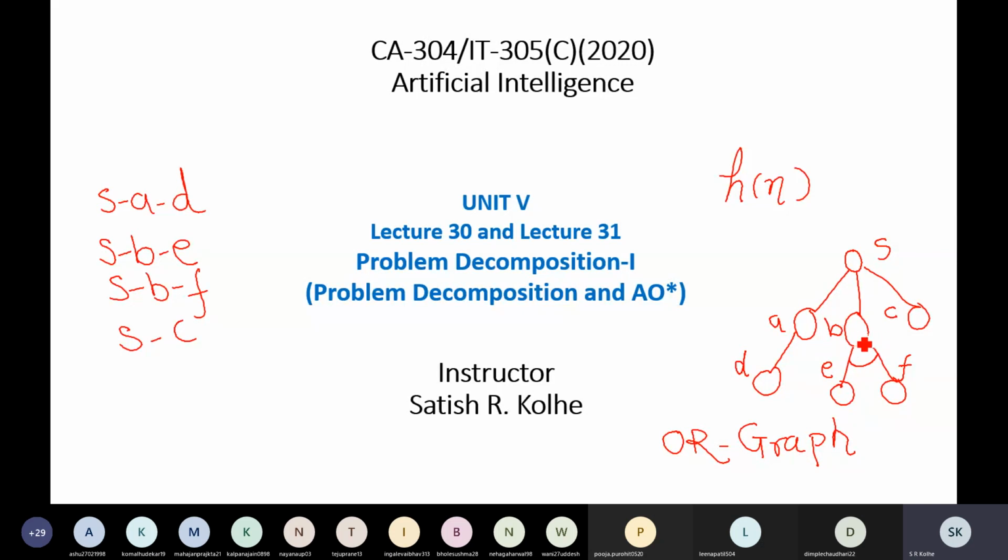So what is the meaning of this? From B you can go to E as well as F, but to solve this B you will have to solve E as well as F. E and F both are necessary, unlike OR, to solve this B. So if you want a solution to B, I should have a solution to E and a solution to F. Such an arc is called an AND arc.